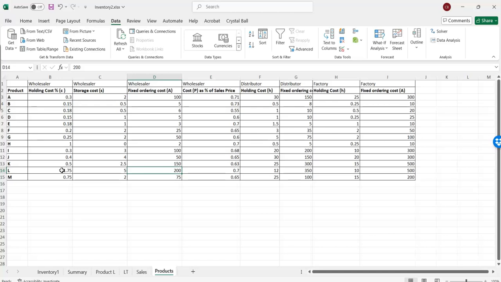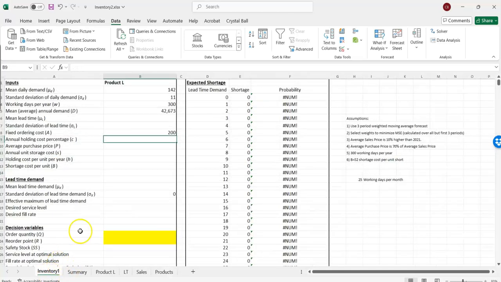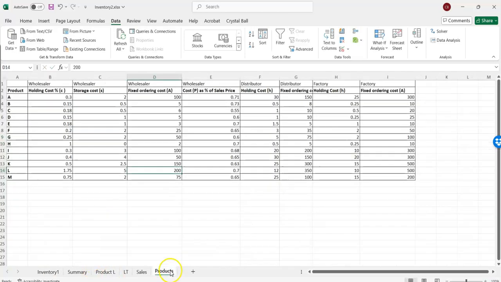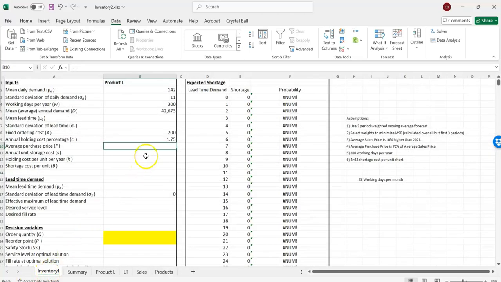So this is probably a highly perishable type of product. And actually this product L was really meant to mirror a lot of the data and assumptions from the beer game. So we'll put in here 1.75, and the annual storage cost was 5.